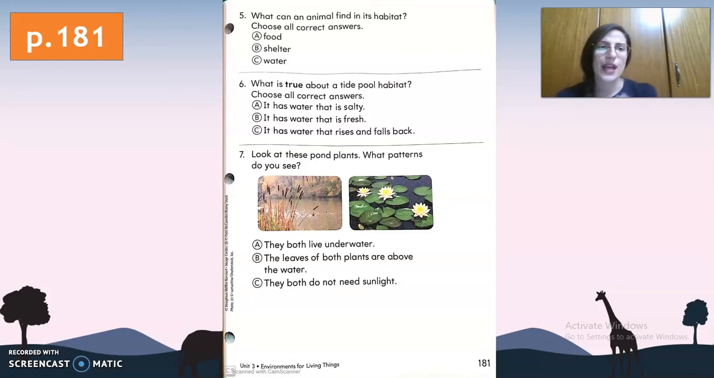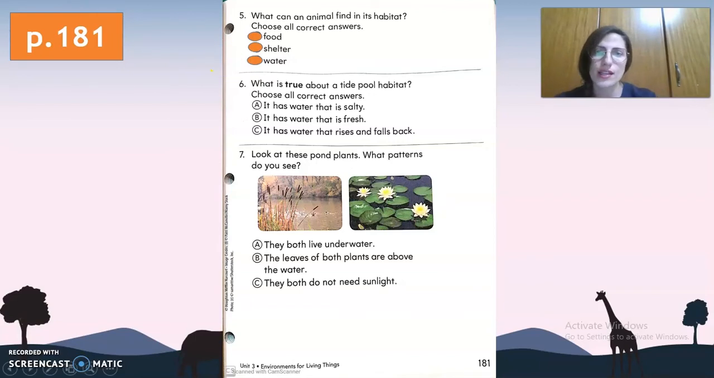What is a habitat? A habitat is a place where living things get the food, water, air, and shelter they need to live. So what can an animal find in its habitat? Let's check and see. Choose all correct answers, which means you have more than one. A, food. B, shelter. C, water. What do you guys think? After we refreshed our memory with what the word habitat means, it is A, of course, food. B, shelter, which is a place to live in. And C, the water. Great.